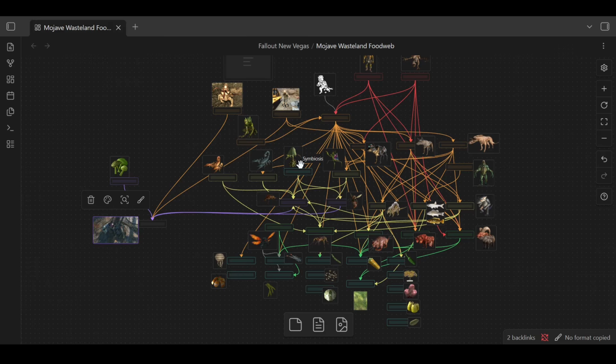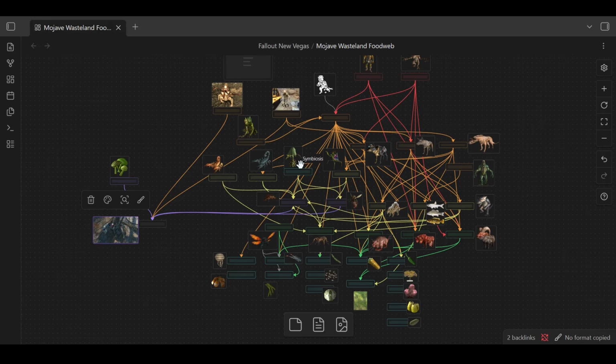It's a bit more complicated because there's more stuff to put in it, because we've got all the plants that produce food. There are more creatures that are potentially edible and that eat each other, that kind of thing. Obviously, the Yao Guai don't feature here because they don't exist in the Mojave Wasteland. But when we get to talking about Zion, because my plan is, once I've done the main games, we're going to go and do some of the DLCs as well.